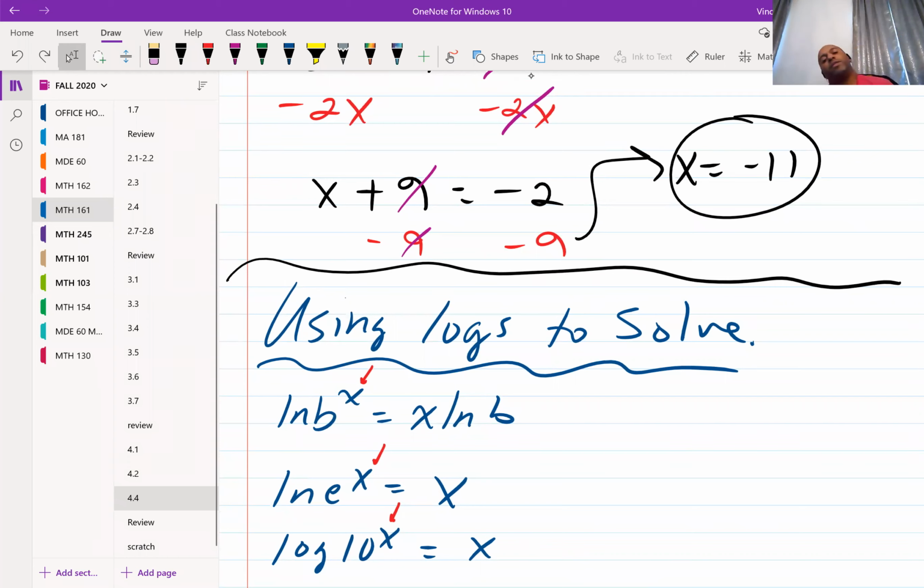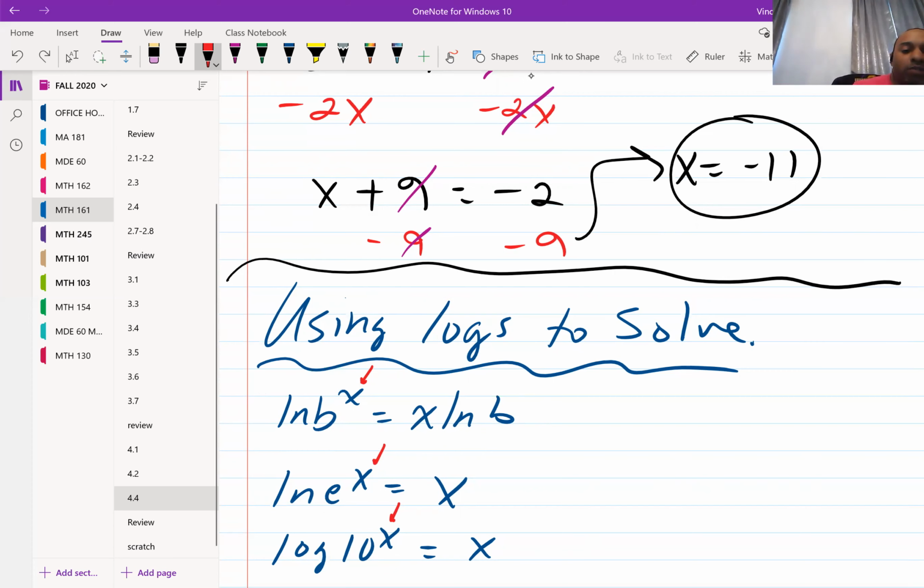Our next method is we want to use logs in order to be able to solve. So it's re-emphasizing a couple of things that we talked about last section. Here in this first one, we have natural log of b to the x is equal to x times natural log of b. So that's just re-emphasizing the power rule. We can bring our x down front. That's one way that we can bring our x down to be able to have access to it.